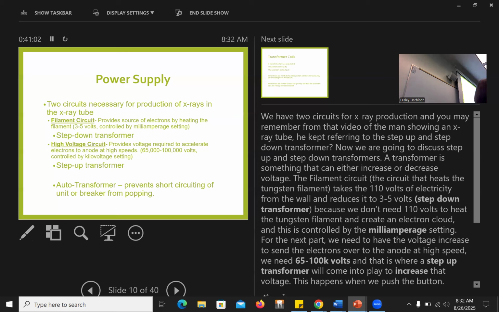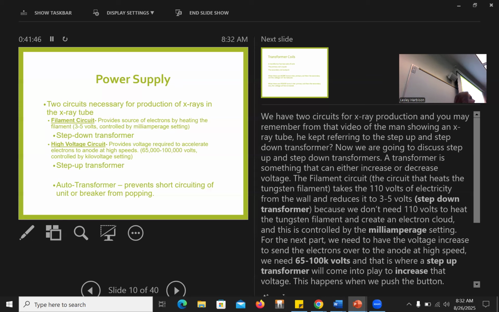So the two circuits necessary for production of x-rays in the x-ray tube head are the filament circuit, and what does that sound like? Yes, exactly. We've talked about the tungsten filament on the cathode side. So the filament circuit is going to have a lot to do with the cathode side and the tungsten filament. It provides a source of electrons by heating the filament. So when we plug it in and that filament starts heating up and thermionic emission starts happening, that is all due to this filament circuit.